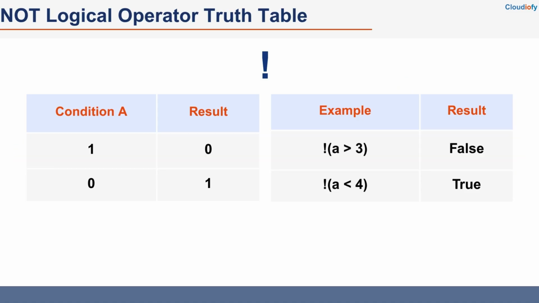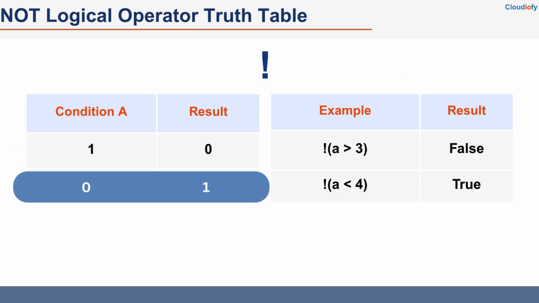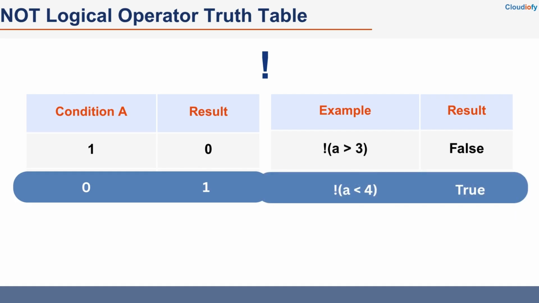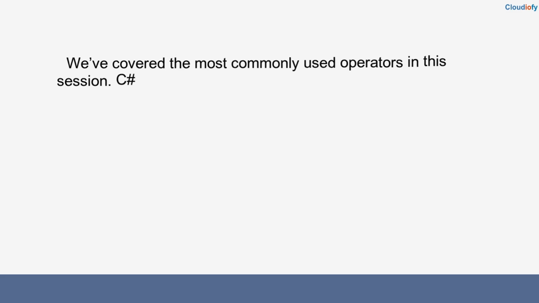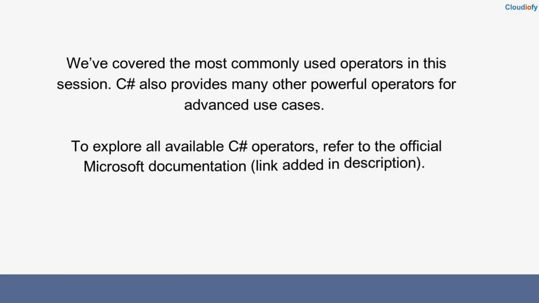Same as here. If the condition is false, NOT makes it true. Like, the condition A is less than 4 is false because 5 is not less than 4. NOT flips the false result to true. Logical operators help in decision making. AND operator needs both true, OR operator needs one true, and NOT operator flips the result. We've covered the most commonly used operators in this session.